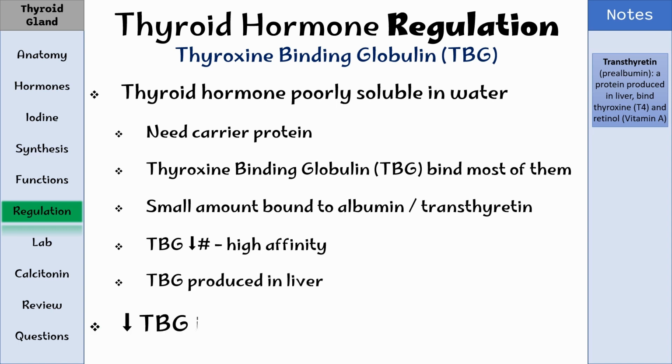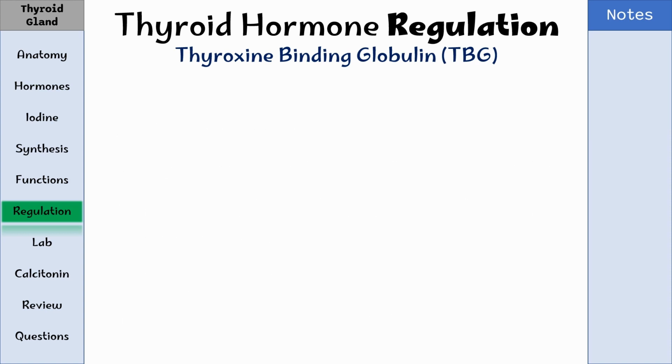If there are low levels of TBG in the plasma, total thyroid levels, so T3 and T4, will be low, and less thyroid hormone will be available for tissue. To understand how this happens, you must first know that the bound thyroid hormones are biologically inactive, while the free form is the active form.